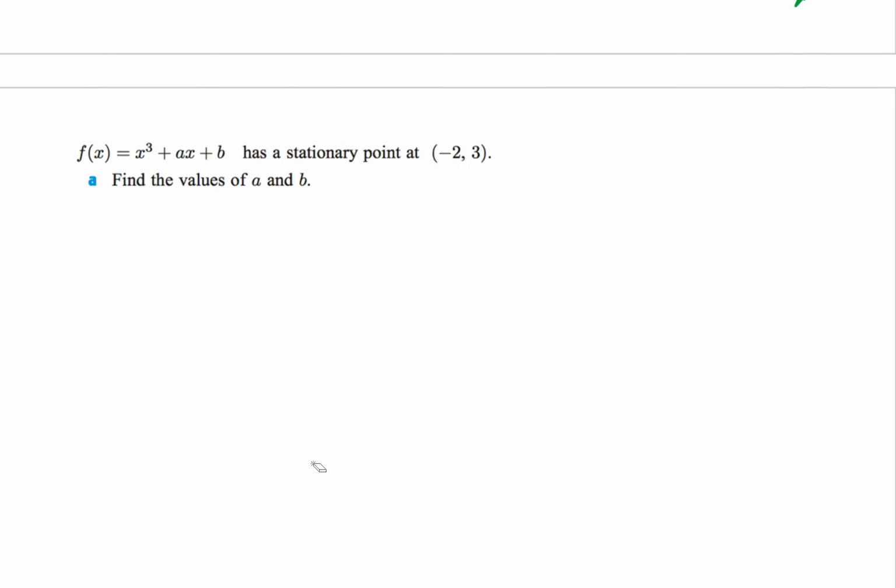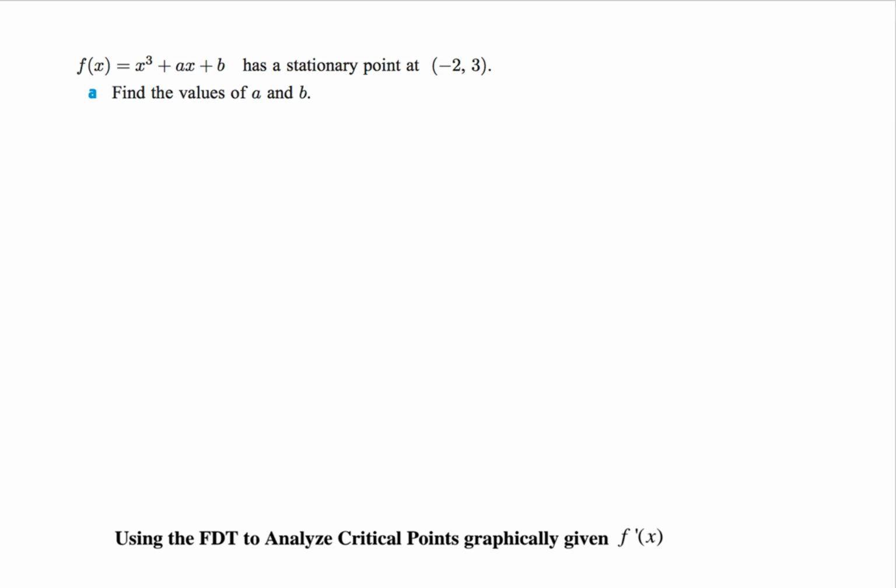A few more problems. So let's look at this one. This one's a little different. So it's like your favorite, right? f of x equals x cubed plus ax plus b. There's values in here we've got to find. They're not variables, they're constants. So this has a stationary point at negative 2, 3. So let's talk about what that means. That's the key to this whole problem: a stationary point at negative 2, 3.